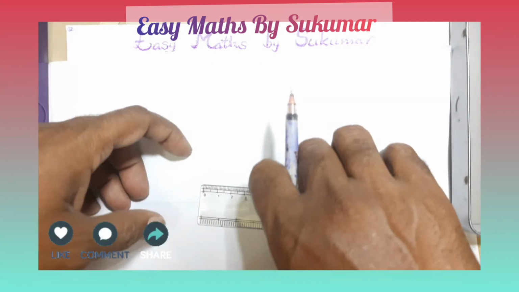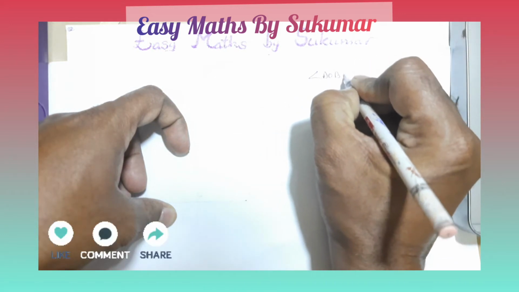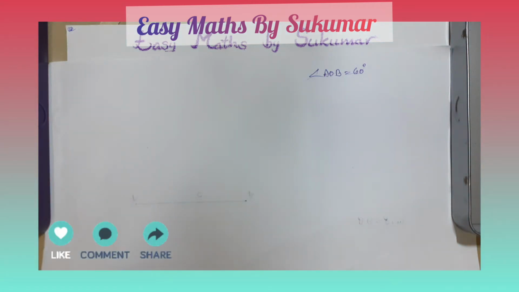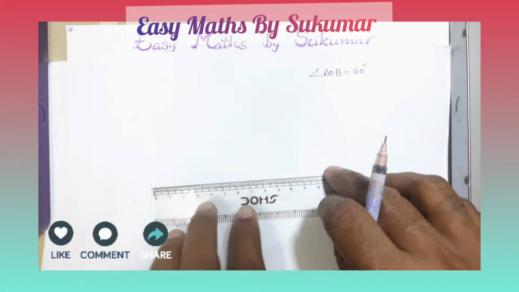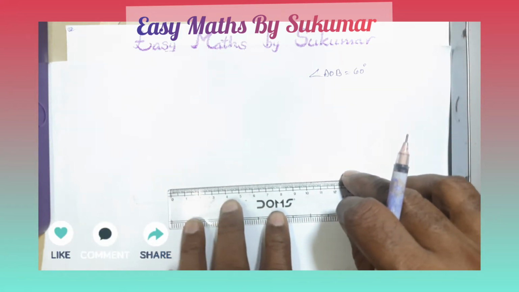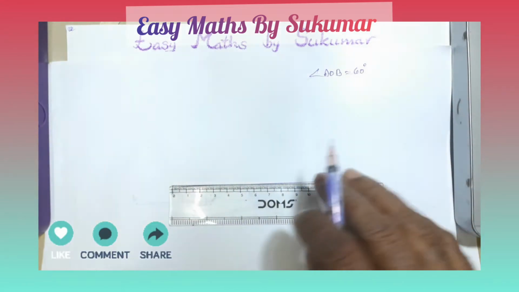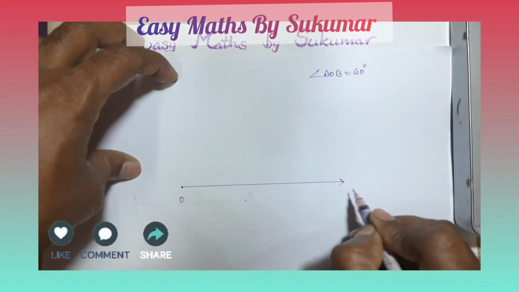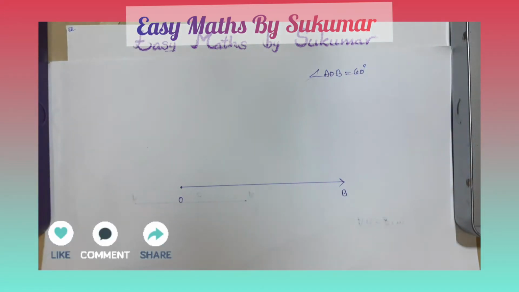See, my dear students, how to construct an angle 60 degrees. For example, angle AOB is equal to 60 degrees. How to construct this angle AOB, 60 degrees? First we draw a ray. This is O and this is some B. So OB is a ray. This is one arm of the angle.